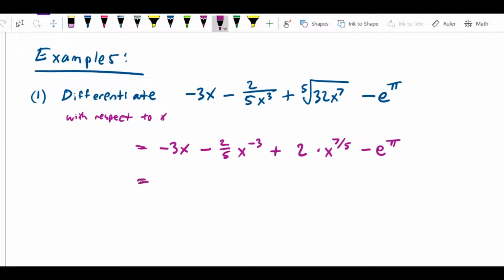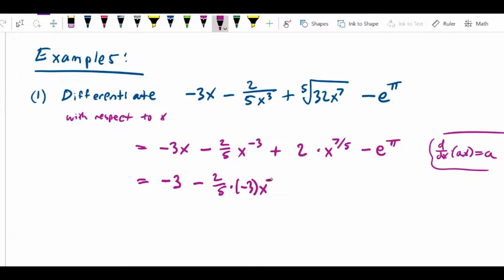So here we have the derivative of negative 3x is just going to be negative 3. Recall that if I view this as x to the 1, this is just an application of the power rule, but I had mentioned earlier that it's useful to remember that the derivative of ax for any constant a is just a. For the next term, we have 2/5 times negative 3 x to the negative 3 minus 1, which is negative 4.